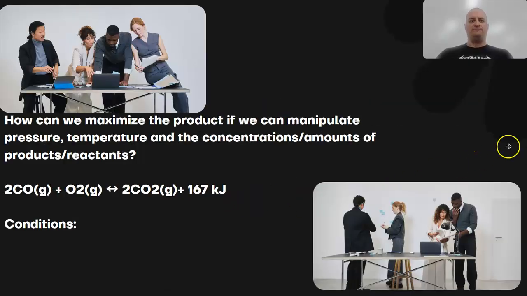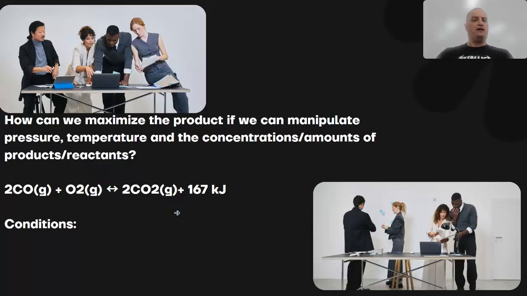Last example. So we have the ideas of increasing the pressure because I have 3 gas particles over here and only 2. So that's going to push from 3 to 2, pushing it to the right. Temperature, I have temperature on the right side, so decreasing the temperature will shift it towards the right because I'll have less heat to make reactants.